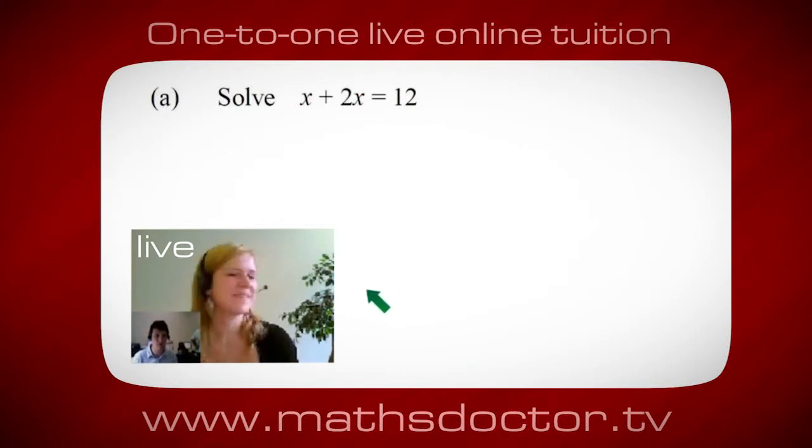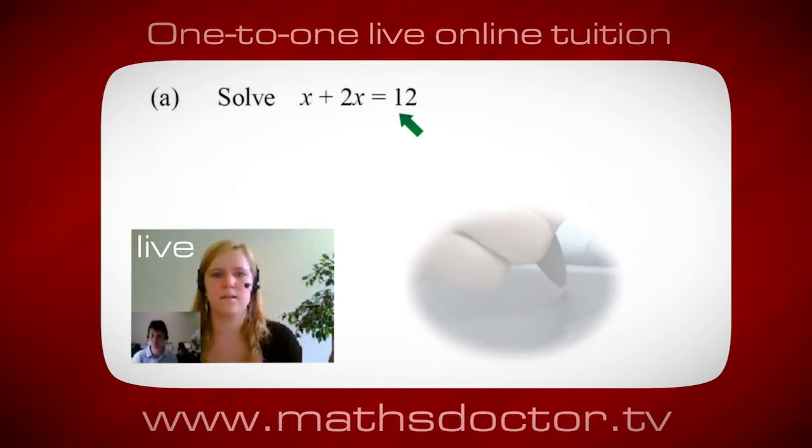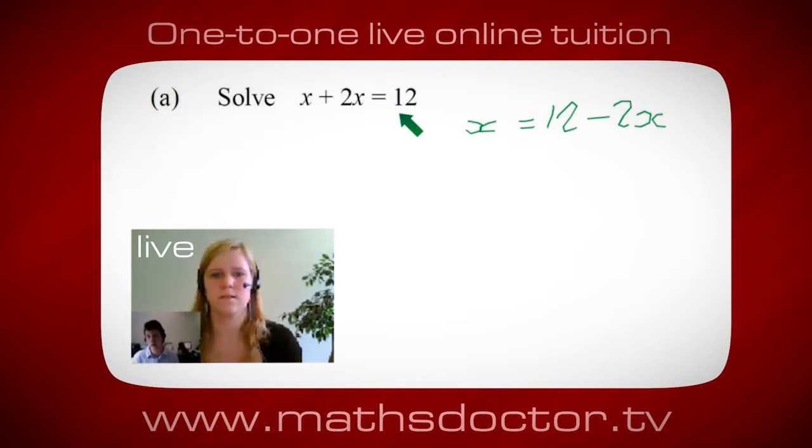So let's have a look at this one. So solve x plus 2x equals 12. So what do you think you do first? Okay, well I want x on its own, so I would put x equals 12 minus 2x. Okay, so a lot of the time we want to get x by itself, but what we want to do first is get all of these x's together. So can you see anything we can do with this? Get all these together in one place.